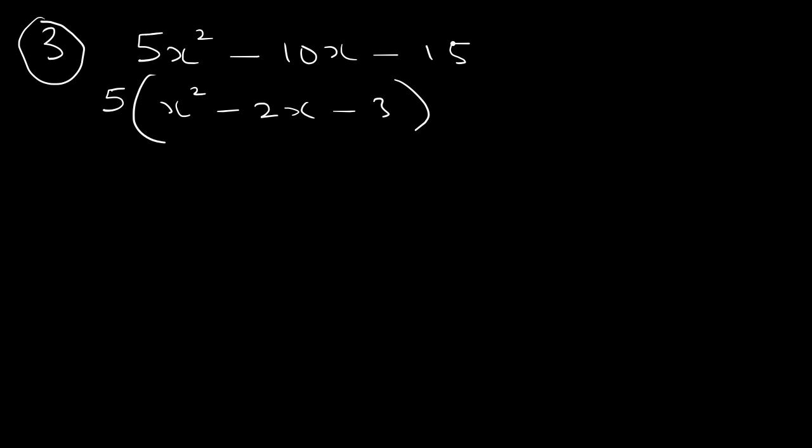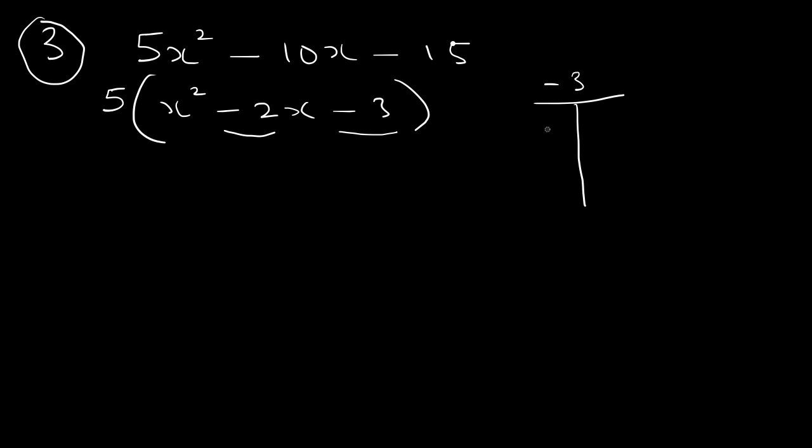So the quadratic expression now in the bracket reduces to a case where the coefficient of x squared is equal to 1. So we'll still use the same approach that we used for the previous problems. So now minus 3 is our product and minus 2 is our sum. So we'll go back and look for two numbers that will multiply to give us minus 3. And if we add those numbers, the result should be minus 2.